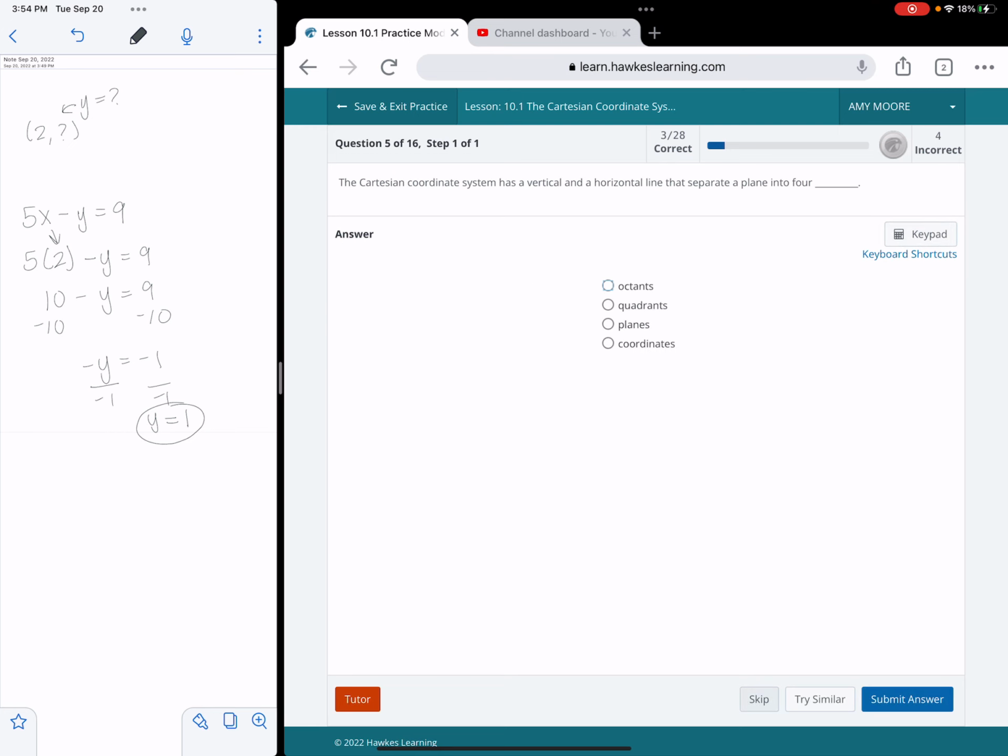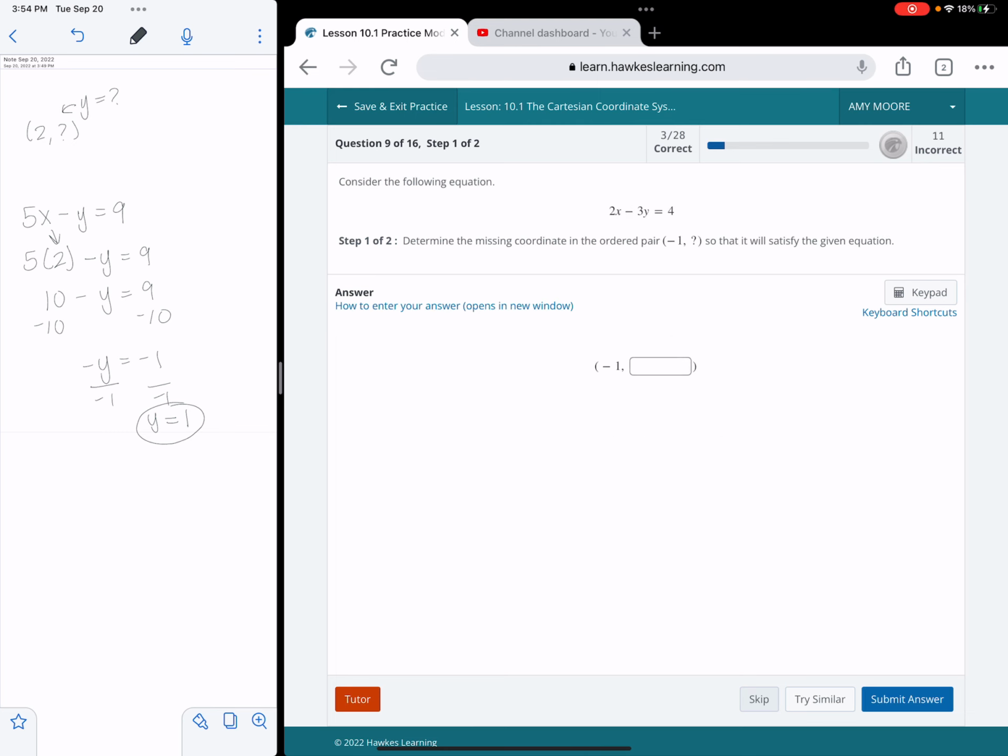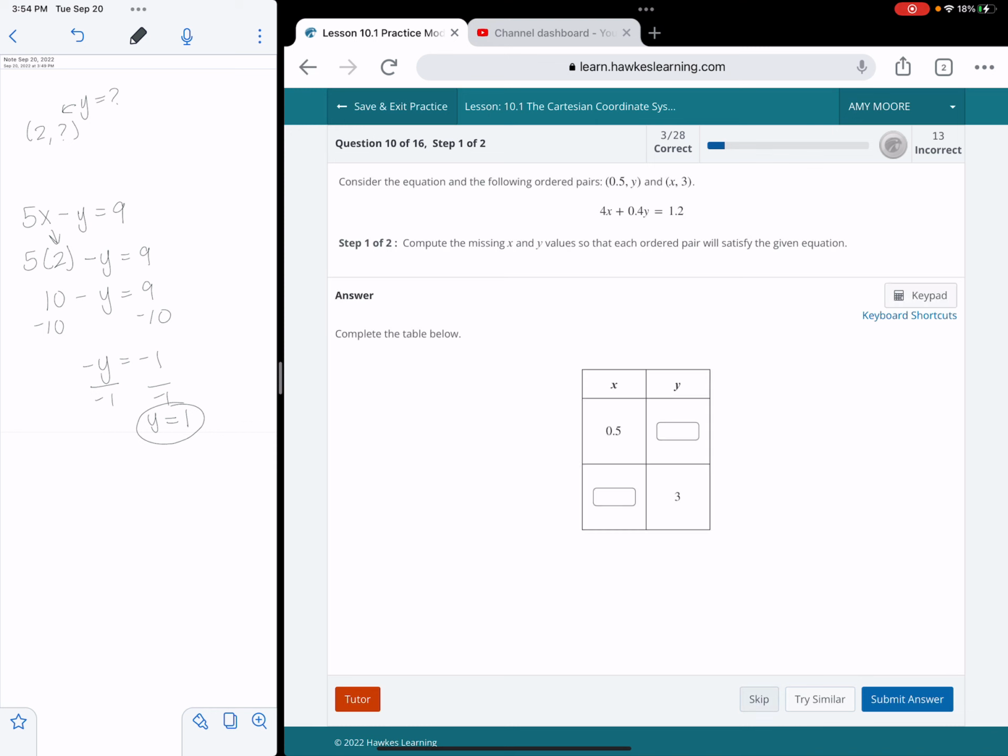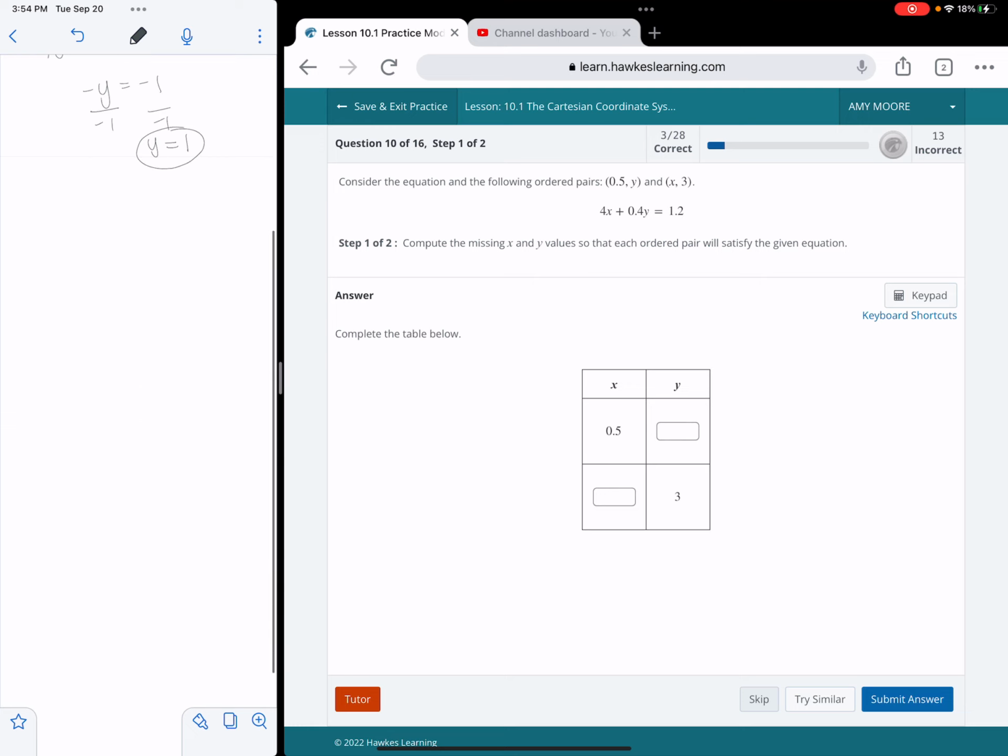All right, let's look at another one. I'm going to skip some of these so that you can see another type of example of graphing. Well, maybe. Here we go. Not really graphing, but another type of problem. With this one, 4x plus 0.4y equals 1.2. The first thing it says is compute the missing x and y value so that each ordered pair will satisfy the given equation.